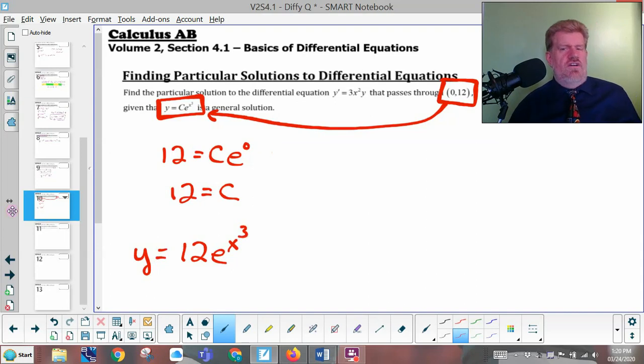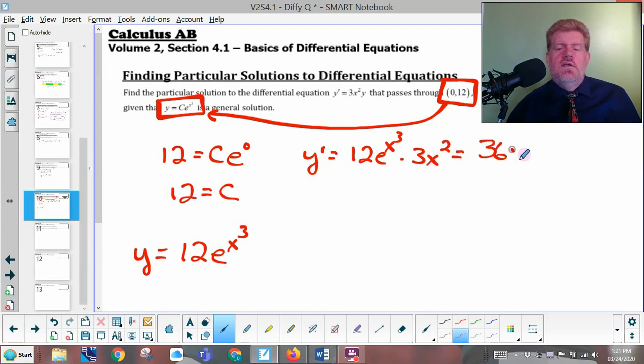Now, it's not a bad idea to verify that. So let's just verify that to make sure. So we'll put it into this differential equation. So I know that y is this, which means that y prime would equal 12e to the x cubed, because e to the x cubed is e to the x cubed, times the derivative of the exponent, which would be 3x squared. So y prime would actually equal 36x squared times e to the x cubed. All right. And we know what y equals. We know what y prime equals. So let's plug it in.